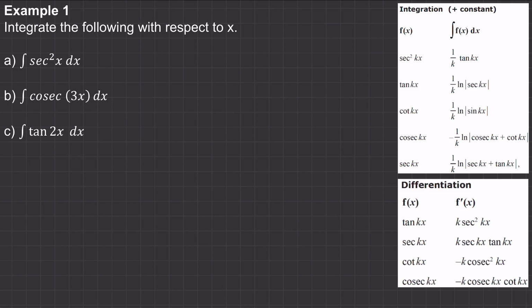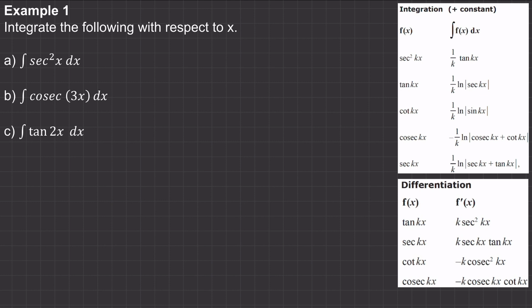Hi, so in this video, I'm going to show you how to perform integration with standard functions. What I mean by standard is, in the A-level formula booklet, you get given standard integrations. So if f of x is sec squared of kx, then the integral would be 1 over k tan kx. So you can see you've got all of these standard integrals.